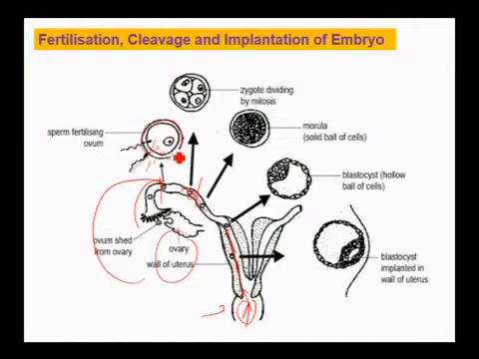Here, the nucleus of the sperm head is called the male pronucleus and the nucleus of the egg is called the female pronucleus. They fuse to form a structure called the zygote. So that is how the product of fertilization, called the zygote, is formed. So after fertilization itself, what is the next process?